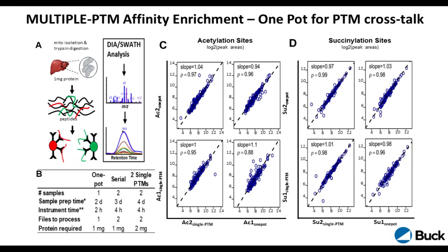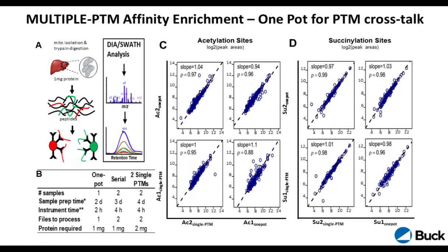But we had to assess, well, is the efficiency the same? Is it giving us the same amount of sites? Is it giving us the same quality of data when we quantify? And so we actually assessed this here a little bit. So here, in these correlation slides, you could see, well, if we do a one-pot enrichment, is that the same quality versus if we do just a single individual enrichment?